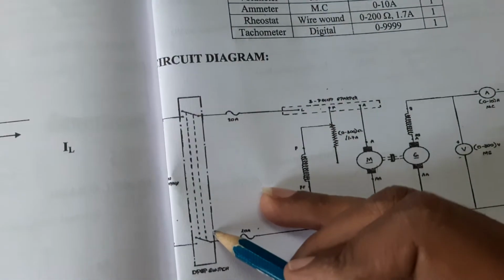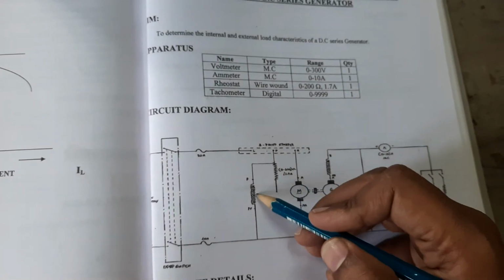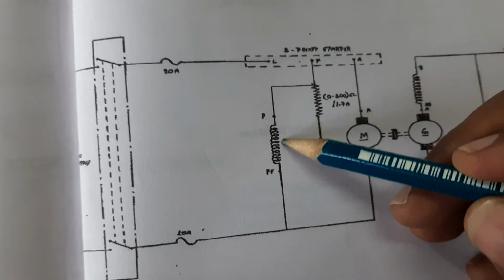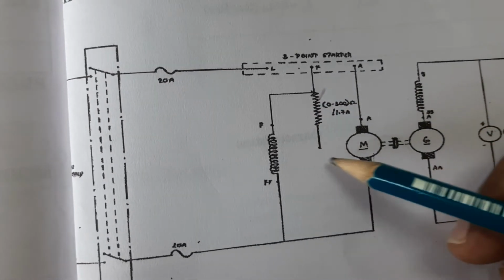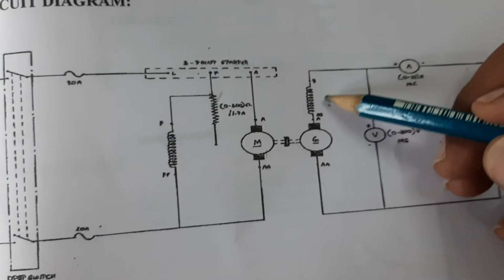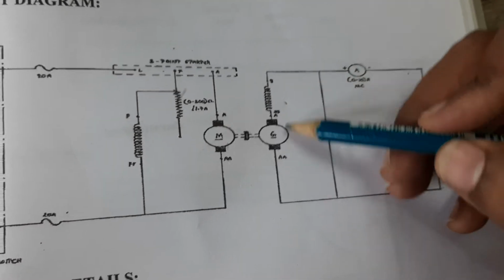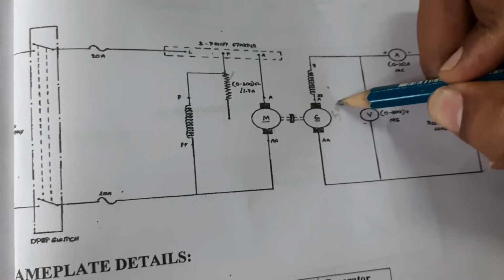The DPST switch is to be turned on for the motor side, and on the motor side the speed is adjusted with the help of this field rheostat. By varying the field rheostat, we get the rated speed. The generator armature winding and the field winding are kept in series. This is called a series generator.